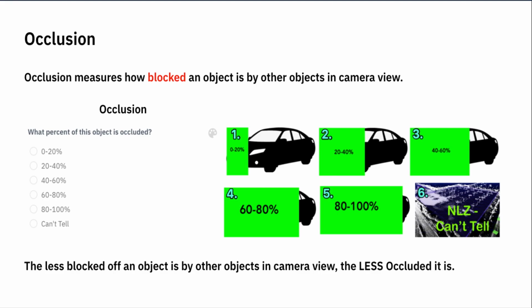In the next example, number 2, we see that for 20 to 40%, more of the car is blocked off than the first example. So as occlusion increases, the more it is blocked off from our view in camera view. As we're looking at the cars and seeing the occlusion increase, it becomes harder to see because more of it gets covered up by a different object.